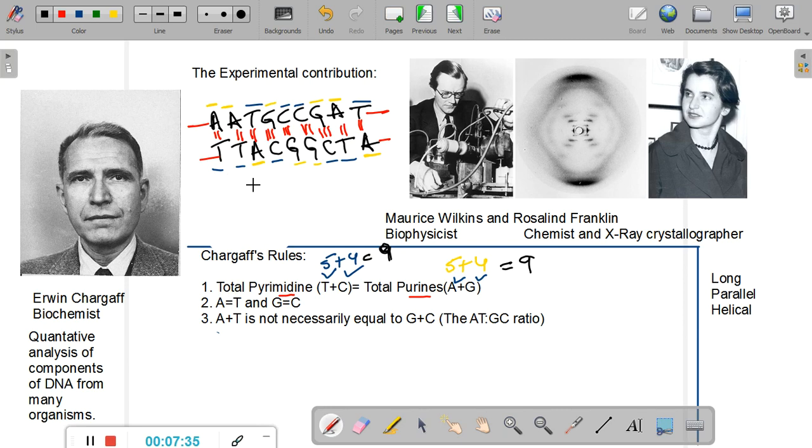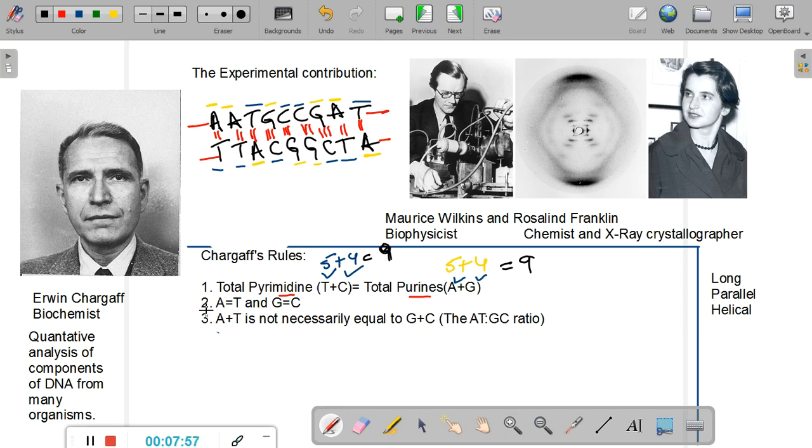So this was one of the conclusions that Chargaff came to after analyzing hundreds and hundreds of different samples from tens of different types of organisms, right? So this turned out to be one of the rules. No matter what kind of DNA you pick up, you will always find this as a rule. The total number of pyrimidines is always equal to the total number of purine nitrogenous bases present in a DNA segment.